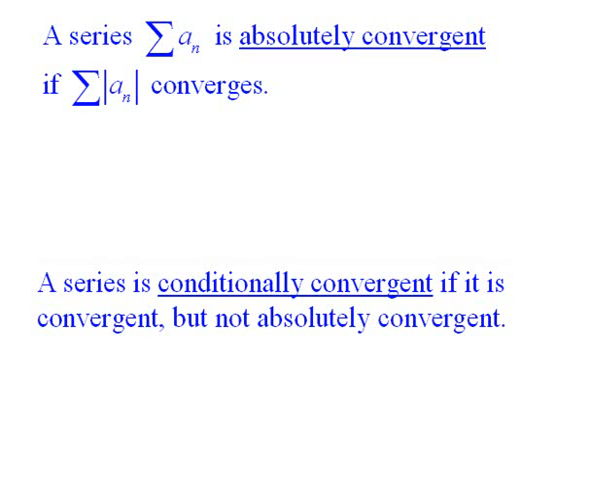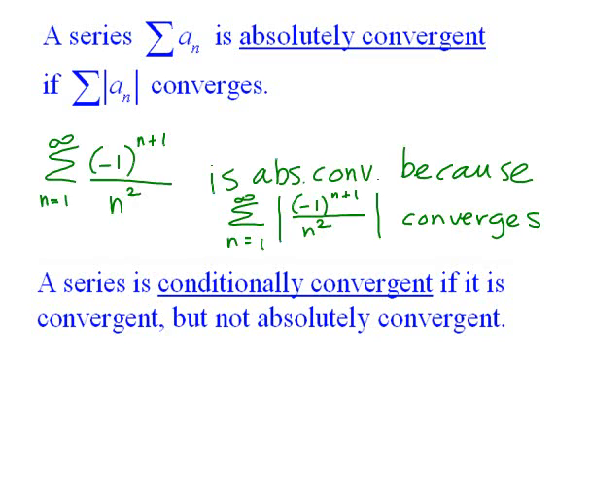A series is absolutely convergent if the series formed by the absolute values of its terms converges. The alternating series -1 to the n plus 1 over n squared is an example of an absolutely convergent series. The series formed by its absolute values is a p-series with p greater than 1.